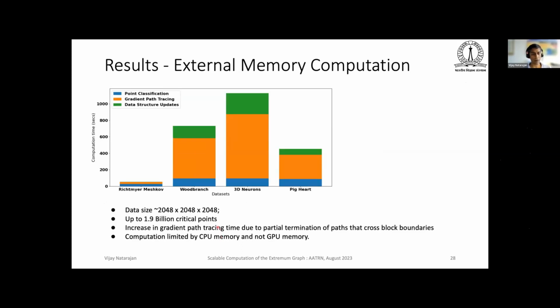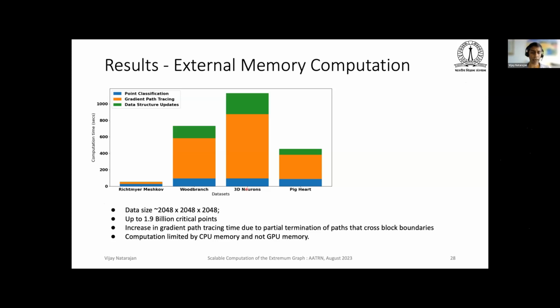Moving on to data that do not fit in memory. These are a few data sets which contain about 8 billion vertices and up to about 2 billion critical points in some of them, in these two, actually. The runtimes are still manageable, a few hundred seconds, going up to the largest being for this 3D neurons, which has about 2 billion critical points.